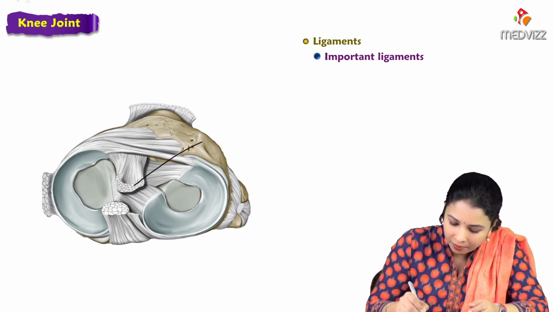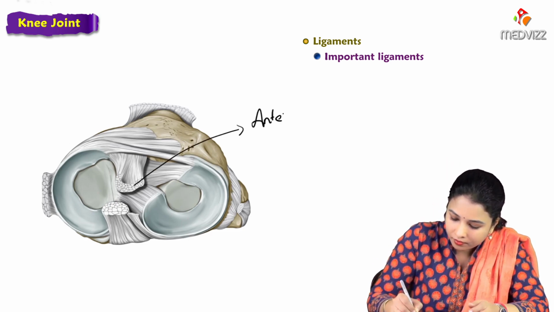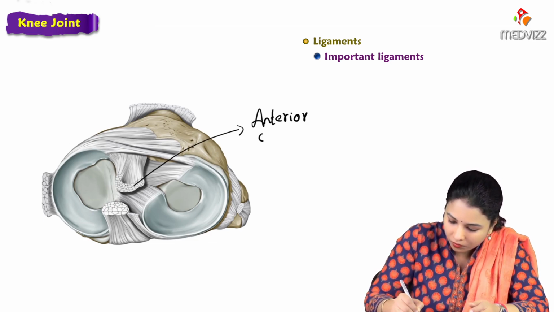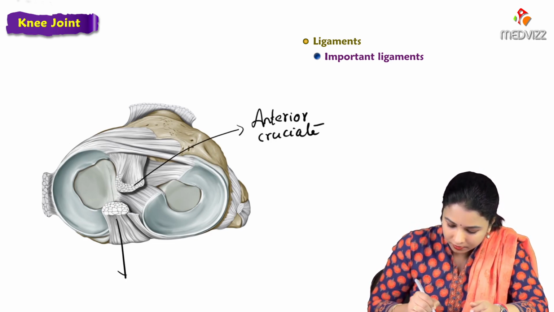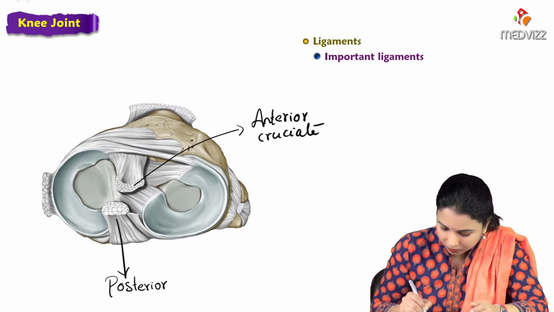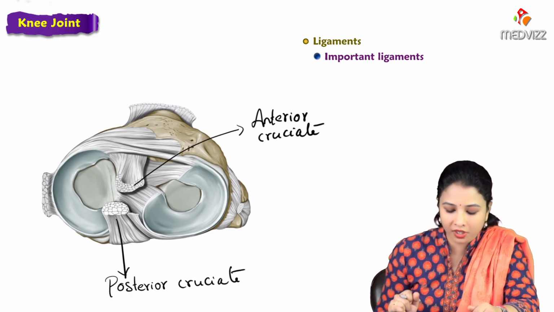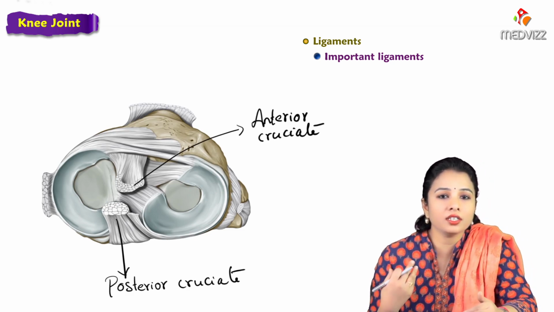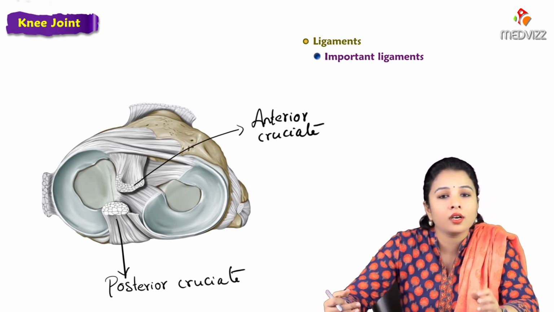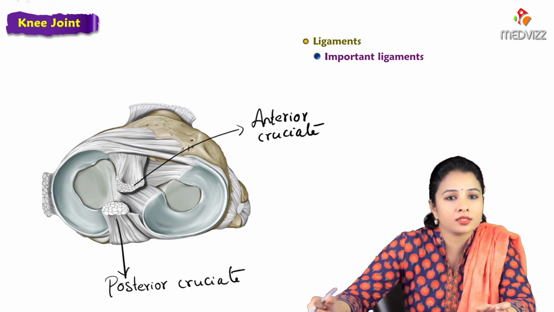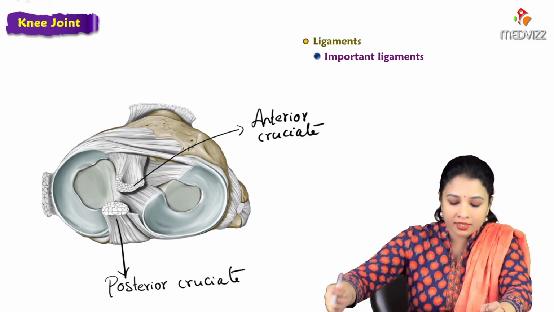So here the cut part of the joint, we can see the anterior and posterior cruciate ligaments. And within the knee joint, there are white fibrocartilaginous structures which are called menisci. So medial and lateral menisci.